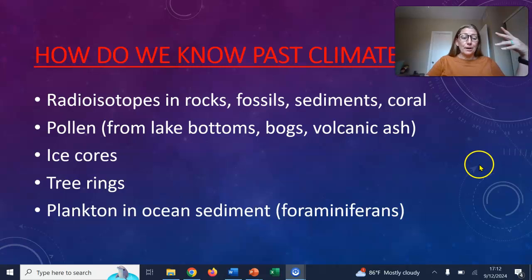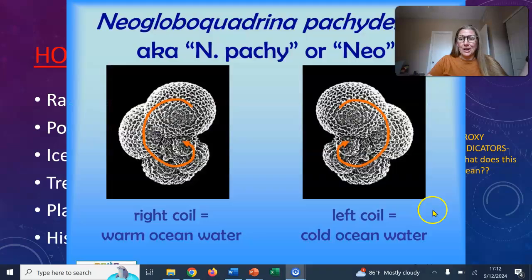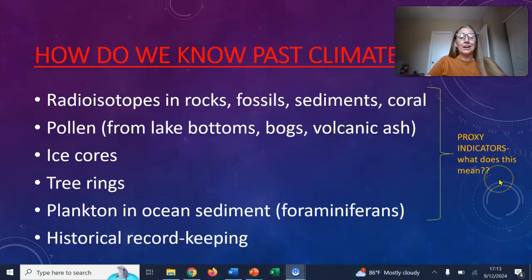We can look at a type of plankton called a foraminifera, or foraminiferans, or forams. Forams are kind of cool because they have little shells that stick around after the organism dies. The shell is built in a spiral, and it grows either as a clockwise spiral or a counterclockwise spiral, depending on the temperature. And that's what you see here. That little right, clockwise spiral indicates warm water. A counterclockwise or left spiral indicates colder water. So all of these together are proxy indicators.